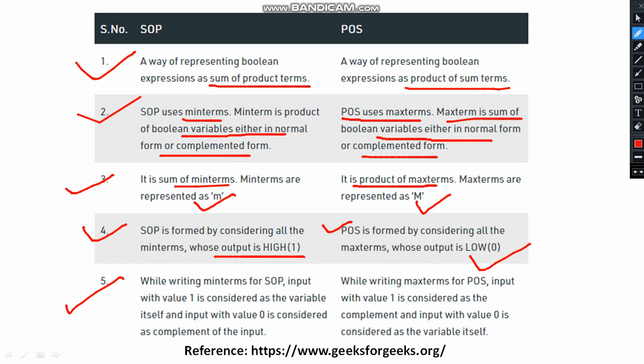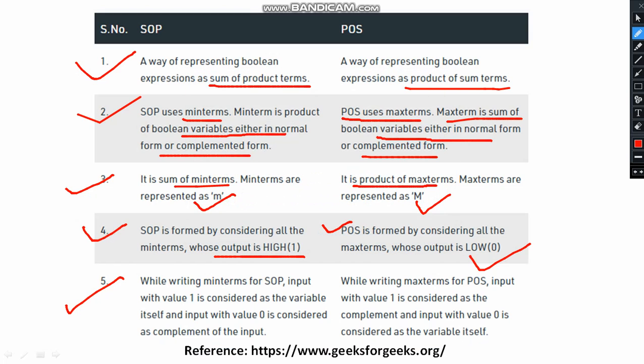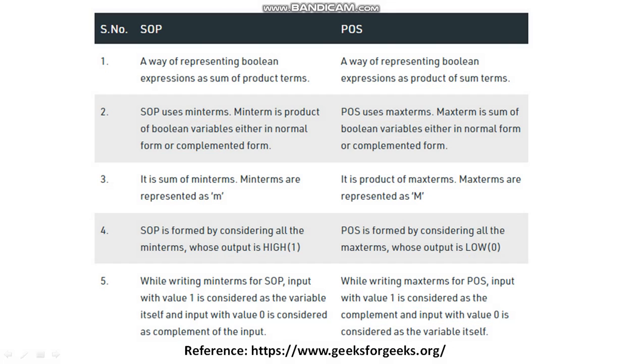Then I have taken the equation. While writing the min terms for SOP, the input value 1 is considered as the variable itself, and the input with the value 0 is considered as the complement of the input. Whereas in case of POS, input value 1 is considered as complement. Note down this point, very important. And the input with the value 0 is considered as the variable itself. I hope it is very clear. I have explained with the help of that particular MCQ.